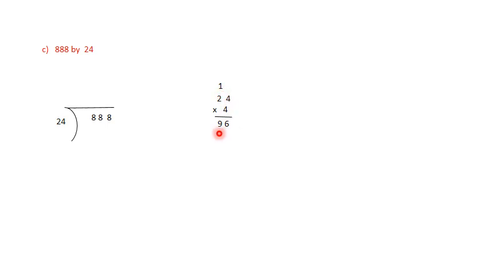Now this 96 is more than 88, which we cannot take. We want to take either 88 or less than 88. But this is more than 88. So we'll take one number less. So we'll try 24 threes. If you multiply, you're getting 72. Now 72 is less, that means this is possible. So we'll write down here 24 threes are 72.